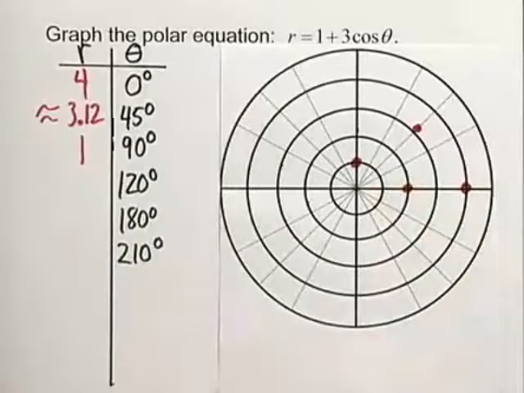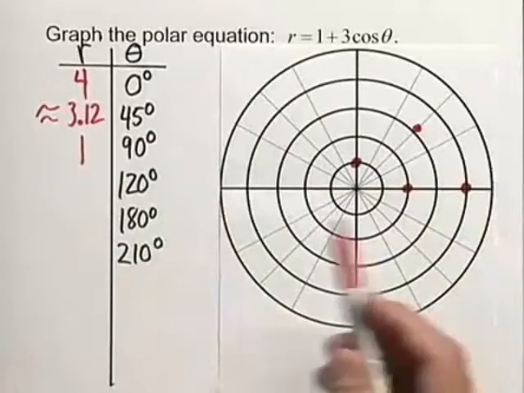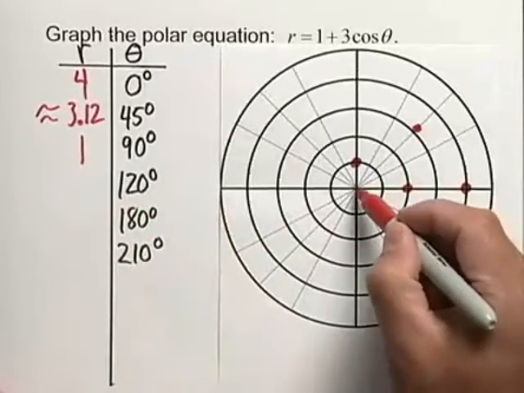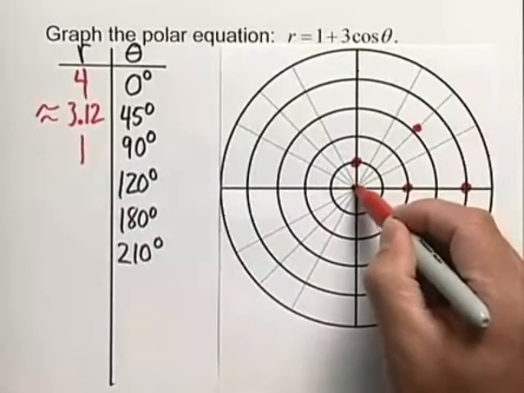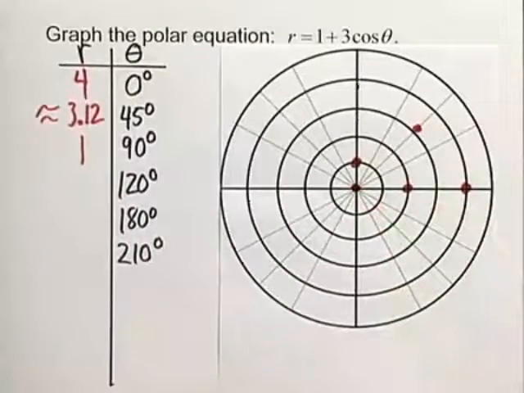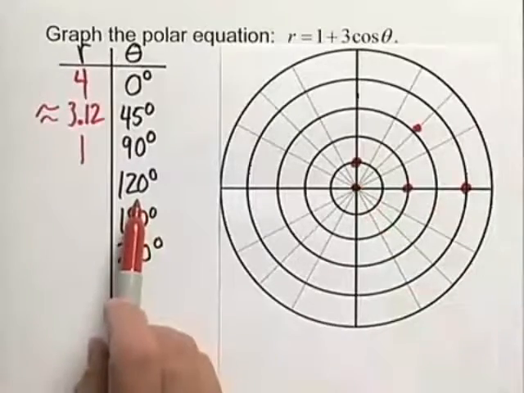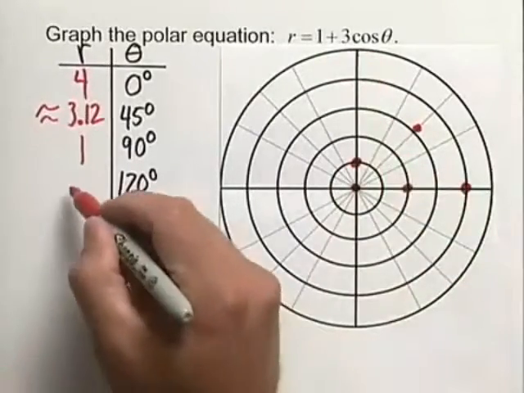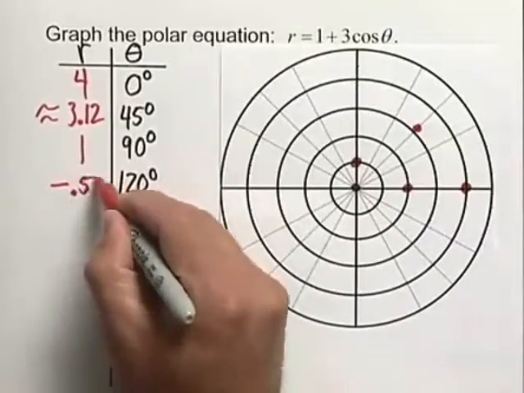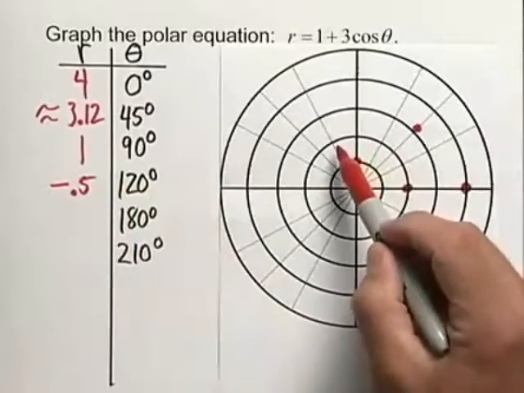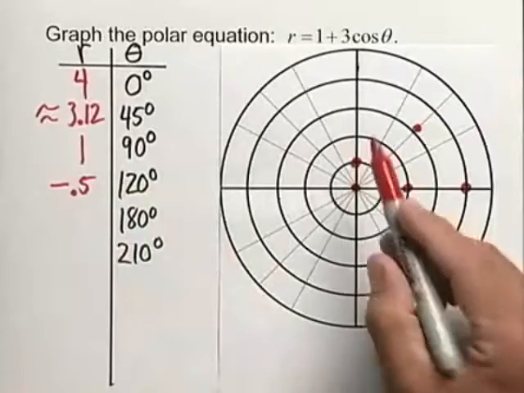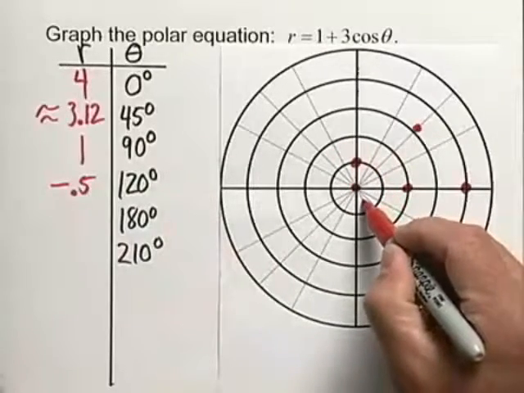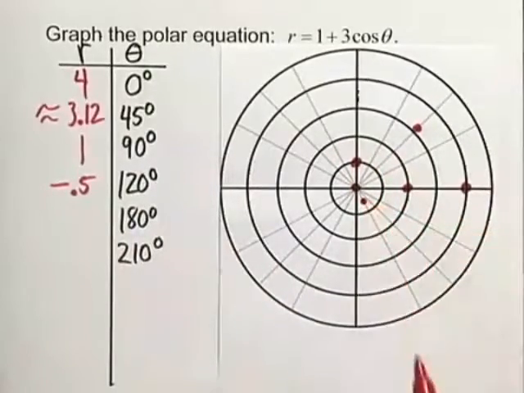Interesting thing happens between 90 and 120. I think it's right between those two values where we get the origin. But moving to 120 here quickly, we plug this in, 1 plus 3 times the cosine of 120. We get a negative 1/2. Now careful here when we graph this. At 120 here, we need to go a negative 0.5. So that's down right about in this region here.